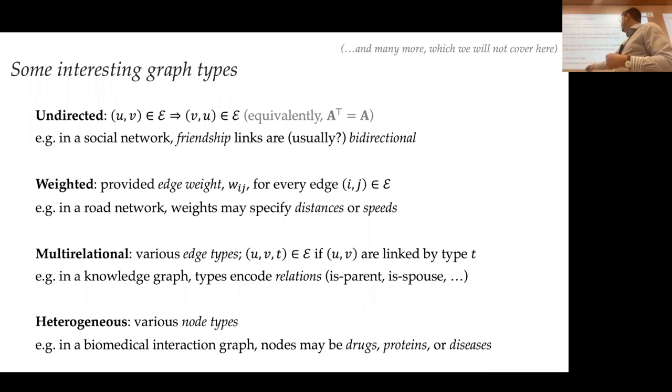And finally, heterogeneous graphs are getting quite popular in a biomedical context recently, where the nodes can have different types. So if you have a biomedical knowledge graph, nodes might correspond to either drugs, proteins, or diseases, and then you try to infer new relationships between them to repurpose drugs.